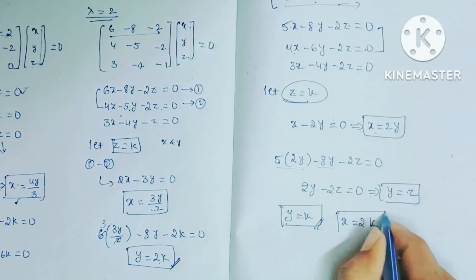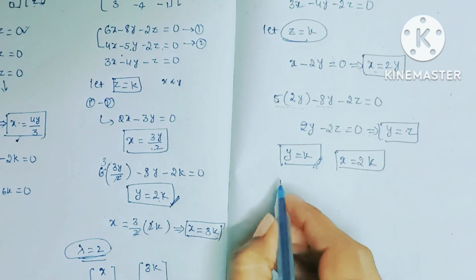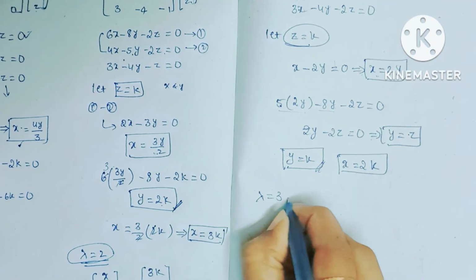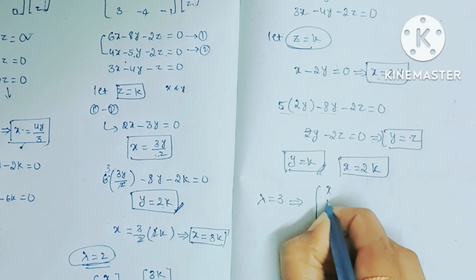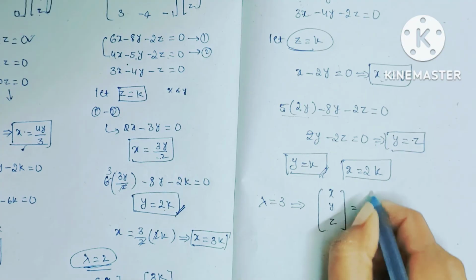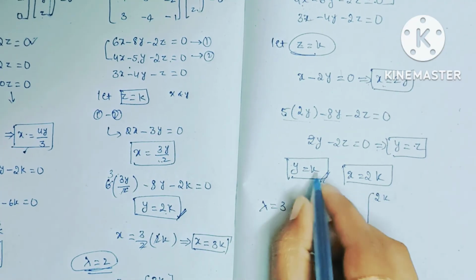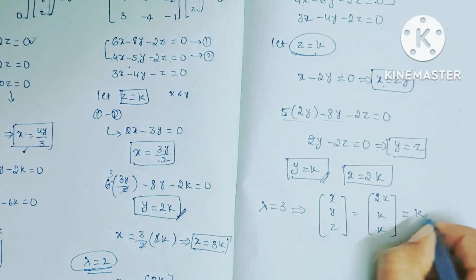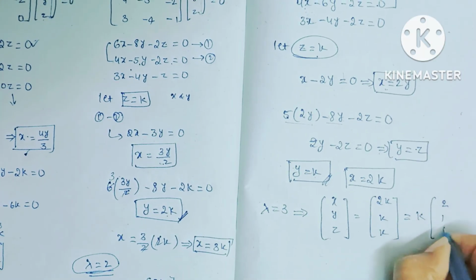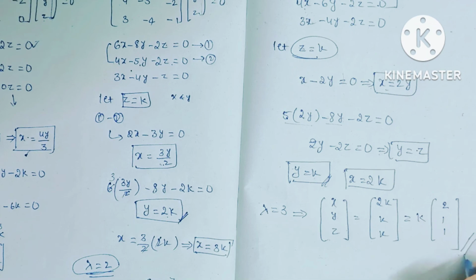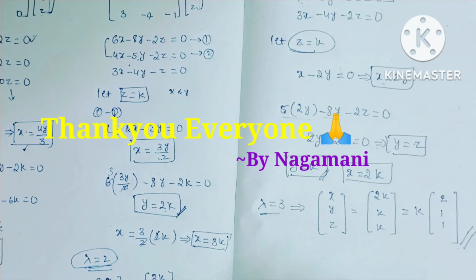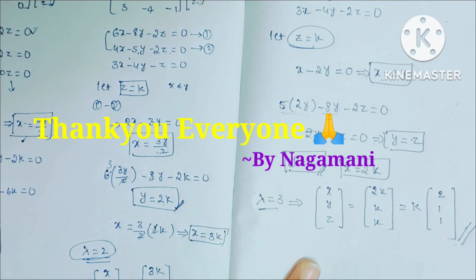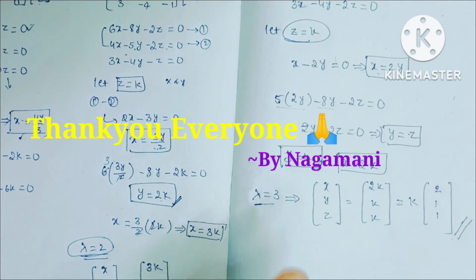So the eigenvector for lambda equal to 3 is x, y, z: x is 2k, y is k, z is also k. If you take k common, then you will get 2, 1, 1. This is the eigenvector for lambda equal to 3. In this way we can find the eigenvalues and eigenvectors for a given matrix.